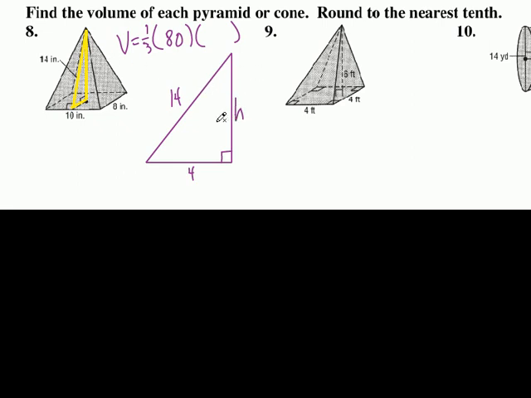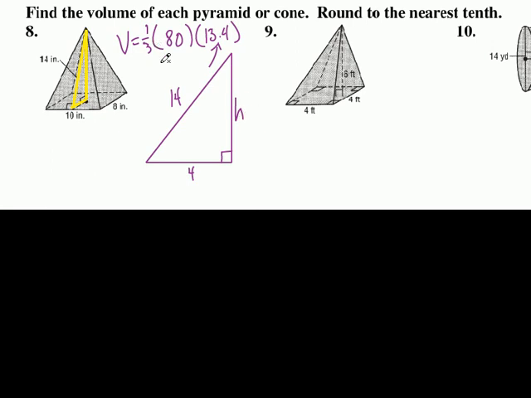Okay, so this is this yellow triangle right here, but just twist it around. This is the height, that's the slant height, and this is the bottom of that little triangle. So I've got to find the height in order to put it in right there. So what do I do? Pythagorean Theorem. h squared plus 4 squared equals 14 squared. You solve for h, and I got about 13.4 for the height.